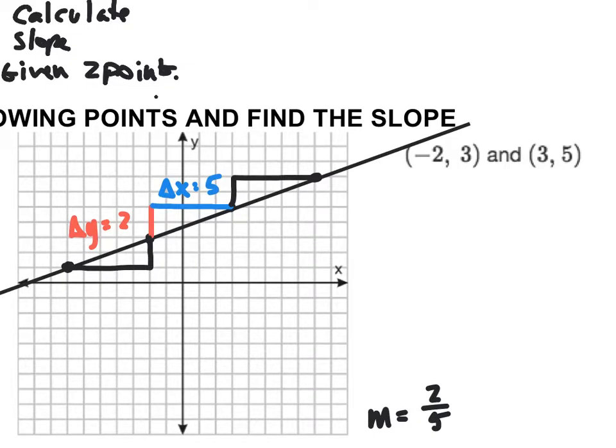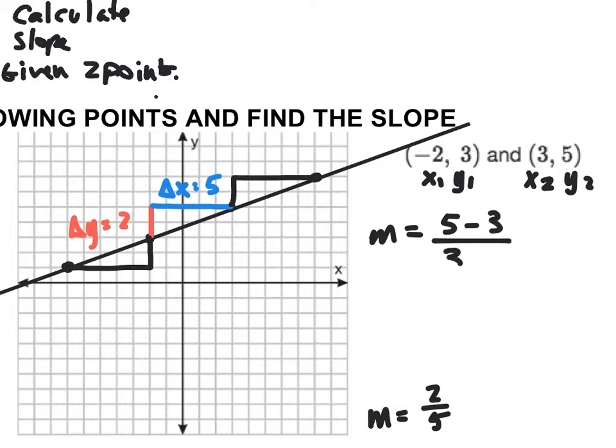Let's call this x sub 1, y sub 1, x sub 2, y sub 2. So my slope m, using my formula, I'm going to do 5 minus 3 over 3 minus negative 2. Okay, so 5 minus 3 is going to give me 2. And then 3 minus negative 2 is really 3 plus 2, and that's going to give me 5. So my slope is equal to 2/5.